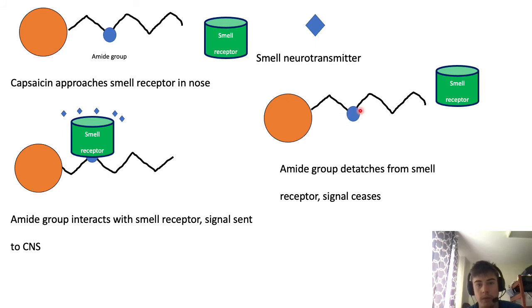So after you smell it, the smell receptor will detach. Again, there's no plug on it, it's just in, out. And once the smell receptor is empty, it doesn't send off any more signals, which is why your brain stops saying, ooh, we need to go find this food, or we need to get out of here, because it's no longer getting signals from the smell receptor.